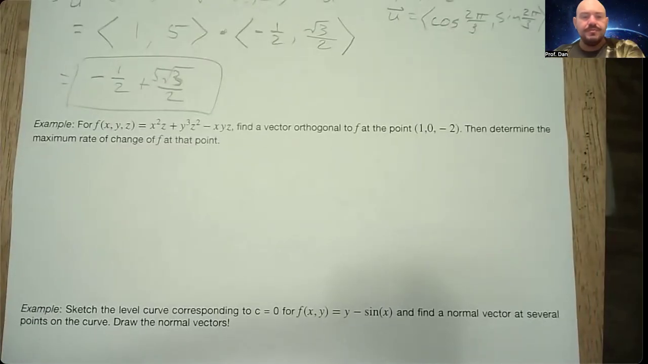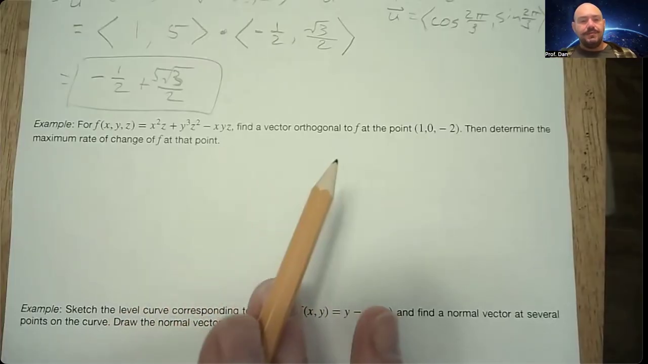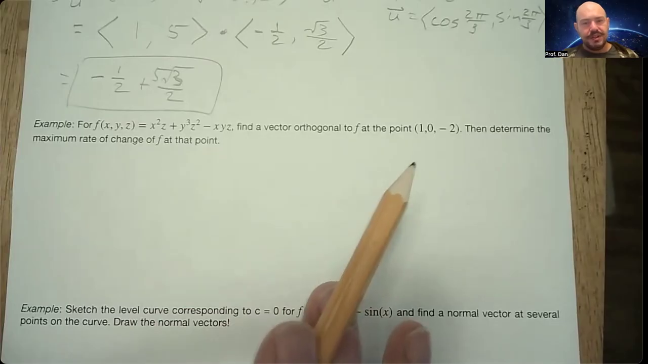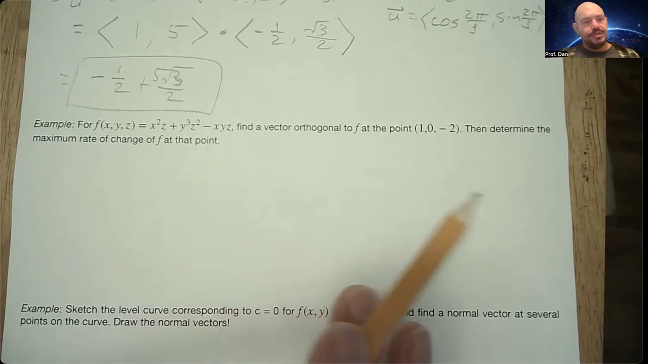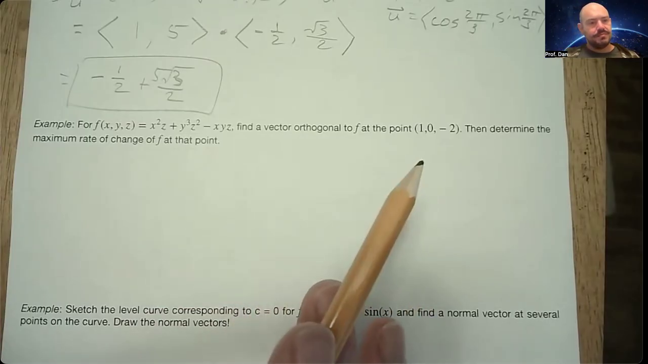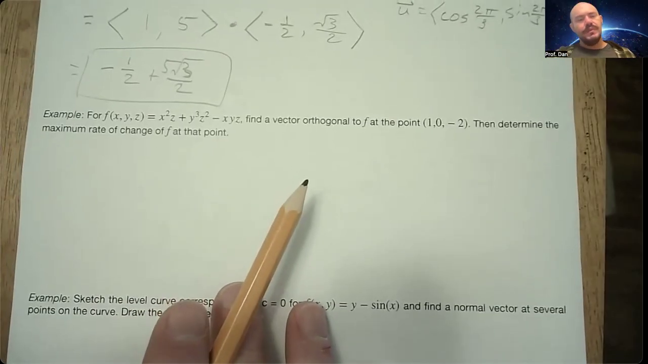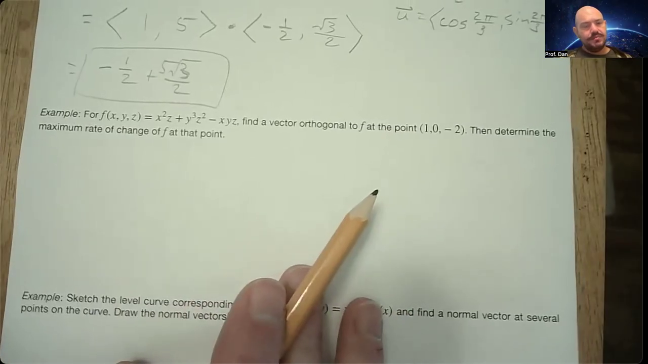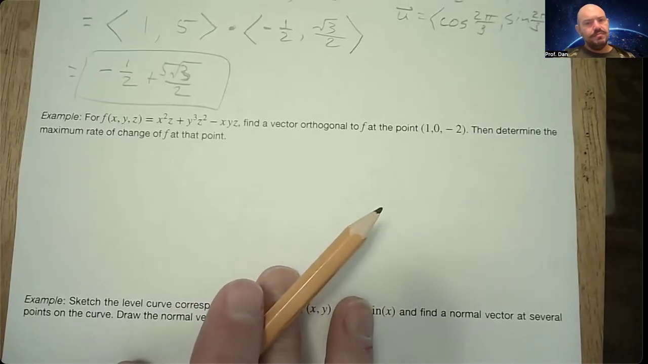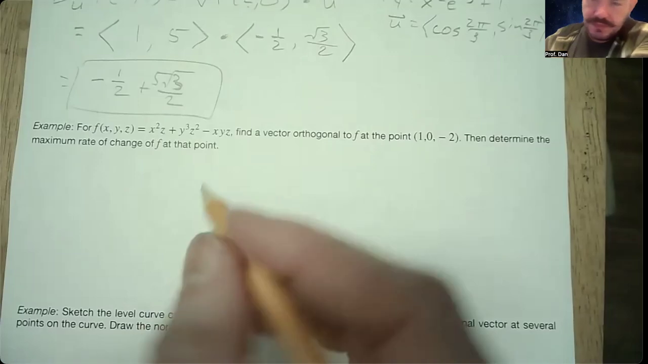So next one, we're given our function of 3 variables. We want to find a vector orthogonal to f at the point 1, 0, negative 2. And then we want to determine the maximum rate of change of f at that point. So a vector that's orthogonal to f at this point would be, let's see.